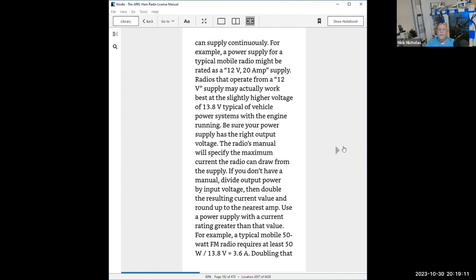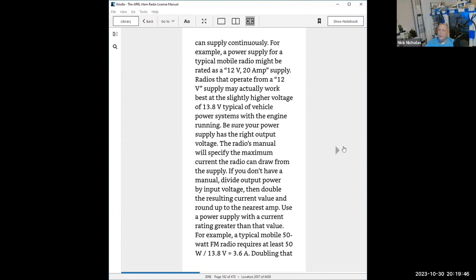If you've got a 100-watt transmitter and it's at 13.8 volts, if you divide 13.8 into 100, you're going to get somewhere around 7.5 amps. But transmitters are not rated by the power they draw in. They're rated on the power they output or put out.